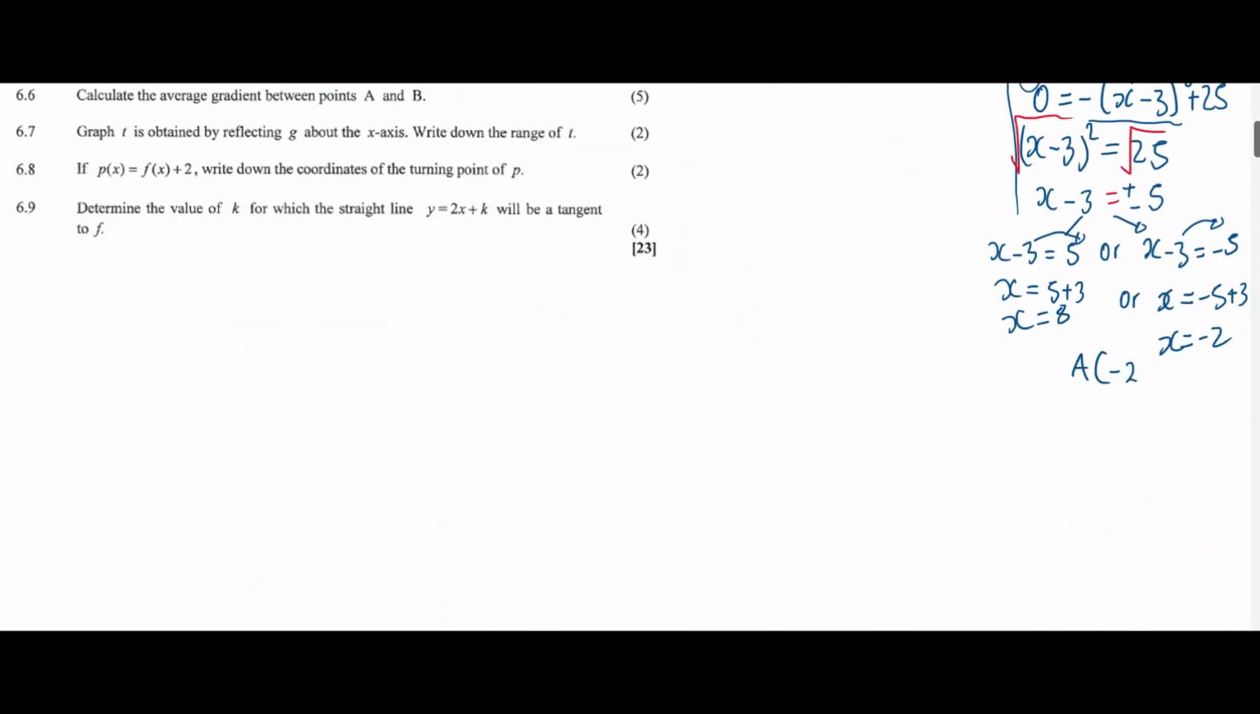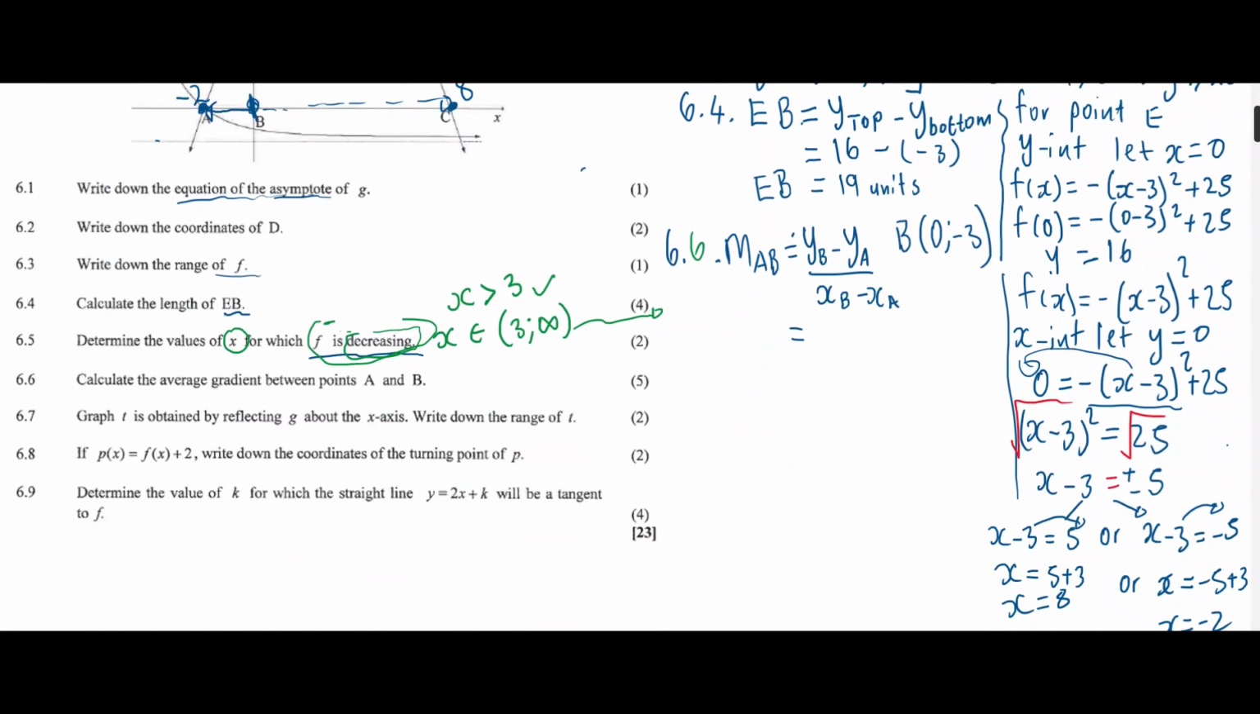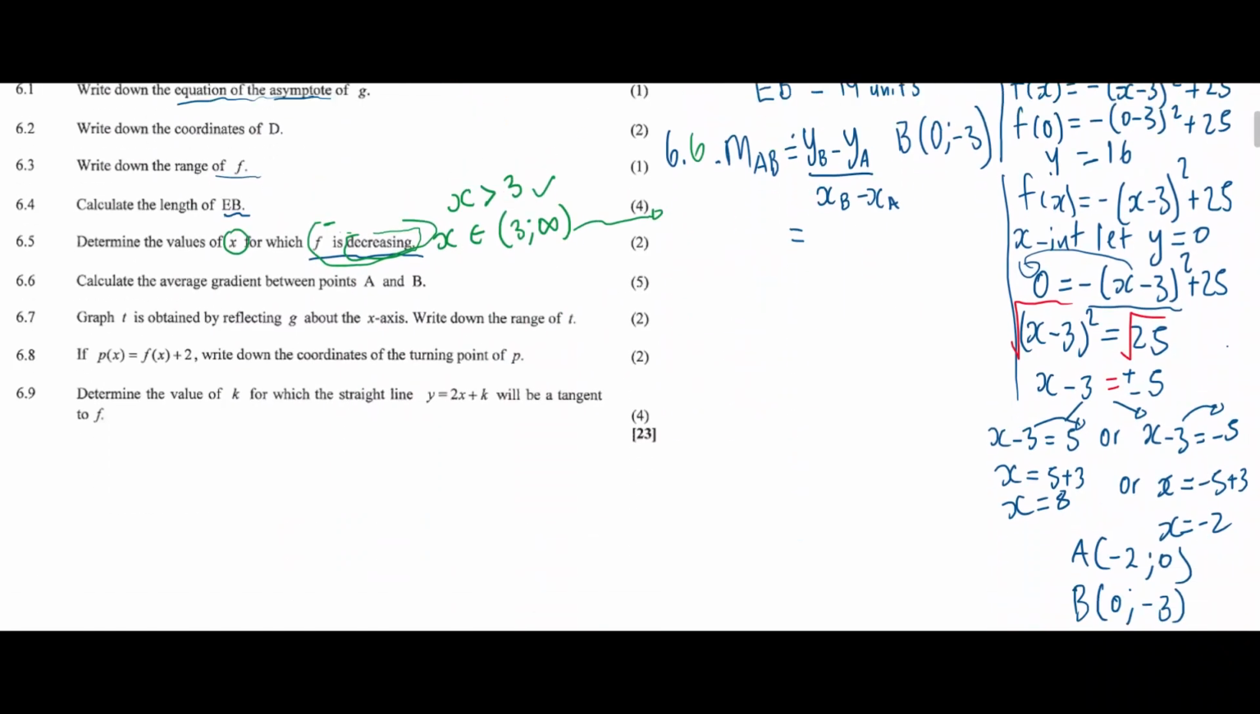So now remember, back to the question, we're supposed to get the coordinates of A, right? What is the coordinates of A? It's minus 2 and 0. And then the B coordinates was 0 and minus 3. Right, so now we can just get the gradient between the 2 points, which should be very simple for everyone now.